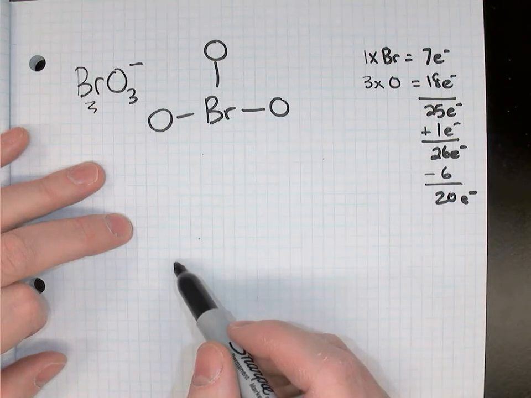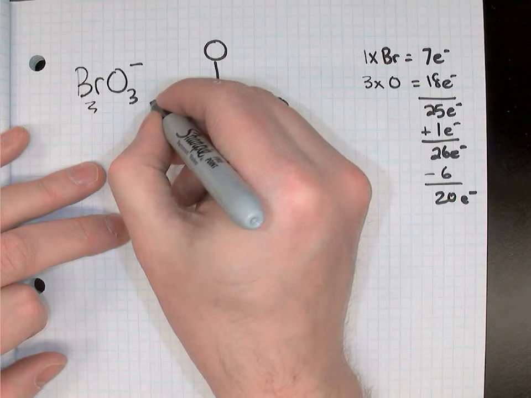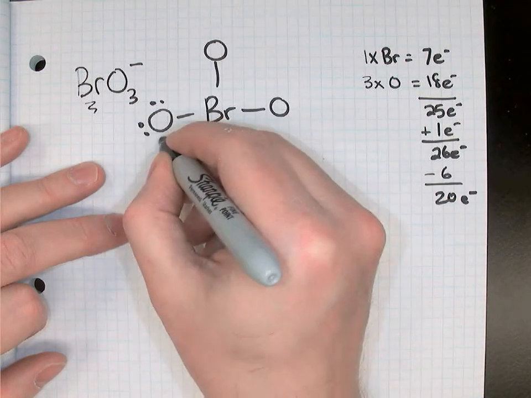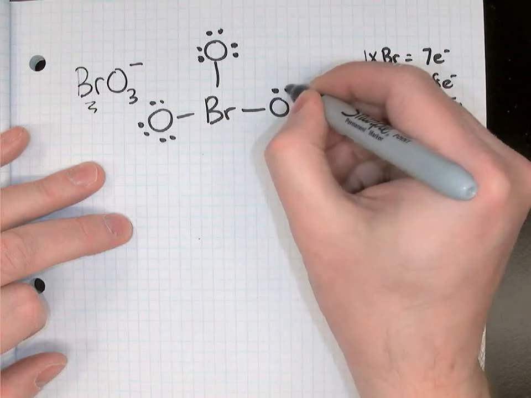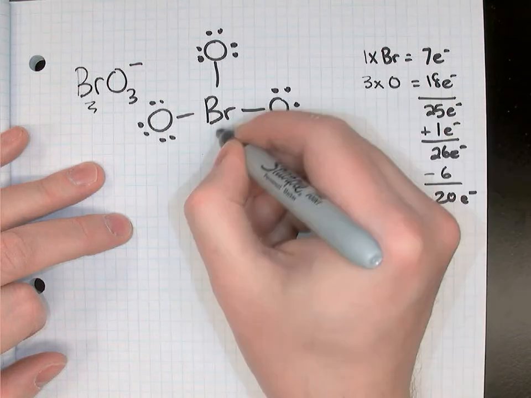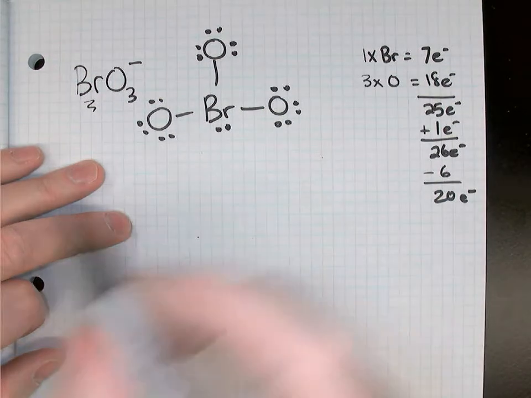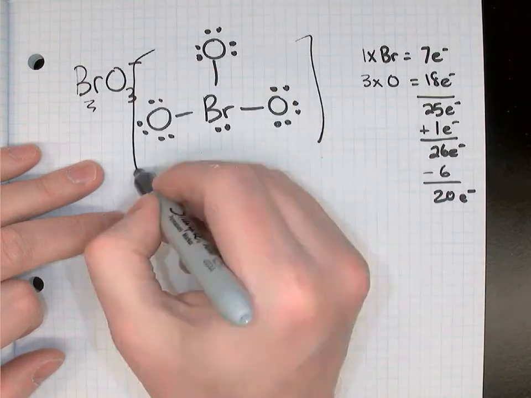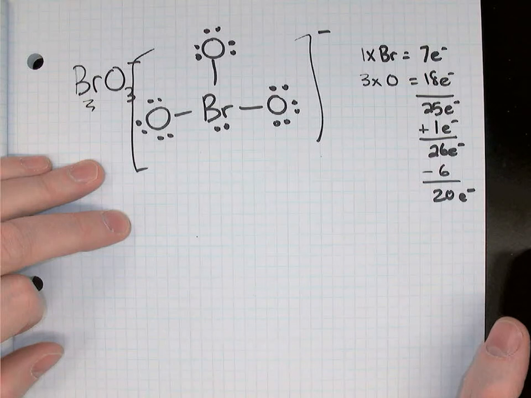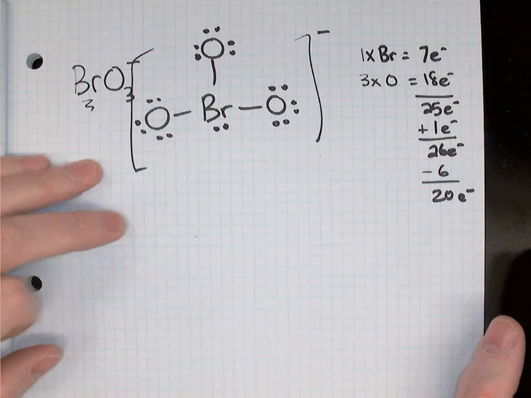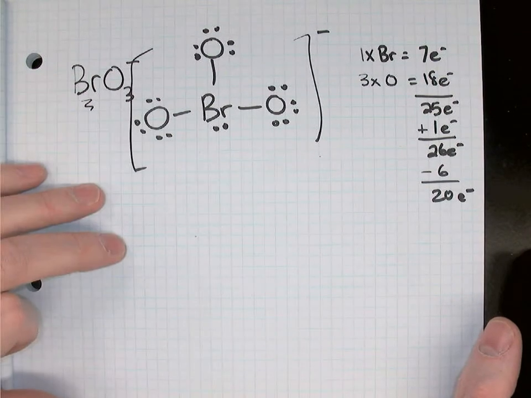So right away we see a possible Lewis diagram that jumps out at us. Okay, that looks like a perfectly acceptable Lewis diagram. Everybody's got their octet, and if we account for it, we can see that there's the right number of electrons. A total of 26 electrons have been used. But what about formal charges?